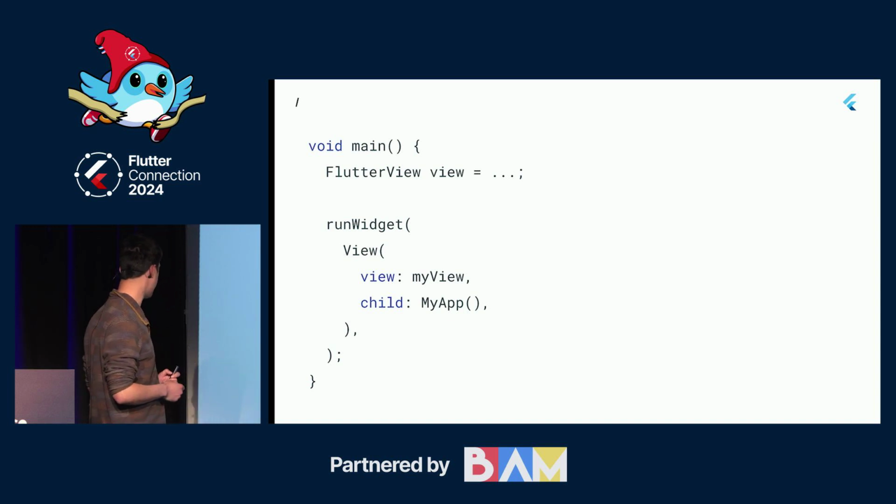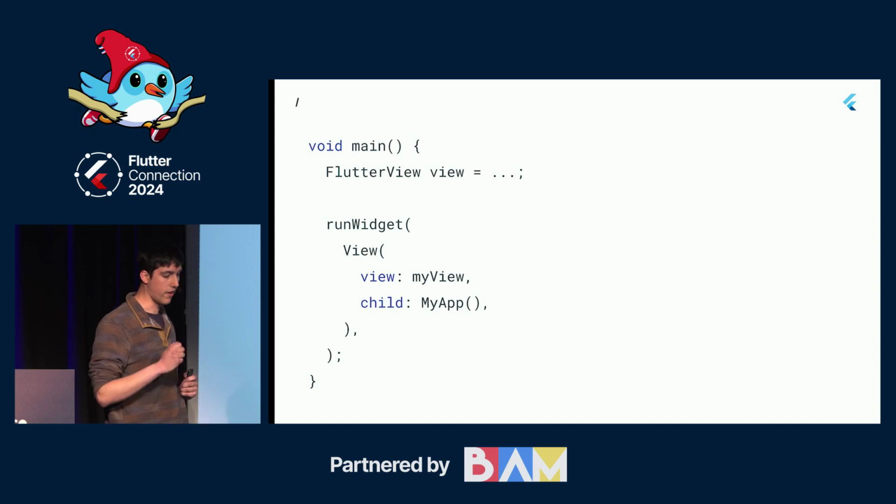So we've introduced this new run widget function that replaces run app. And unlike run app, run widget gives you full control over where you're rendering to. So in this example, I'm manually providing which view I want my app widget to be rendered to. Now, of course, this is lower level. It's more verbose, so it's a little bit less convenient.